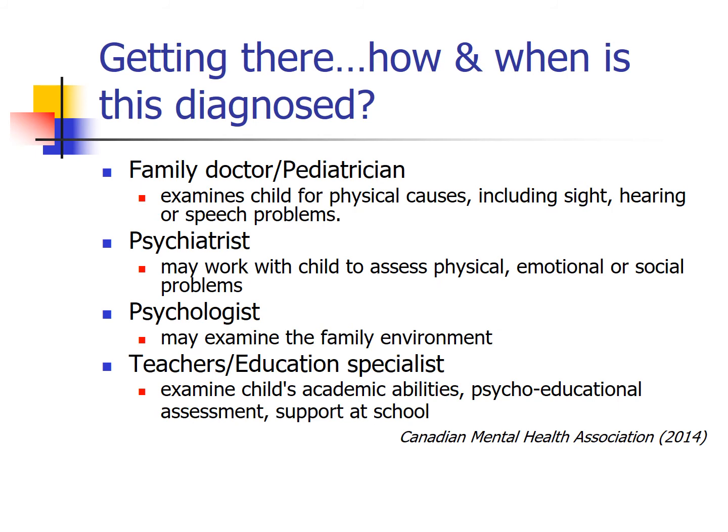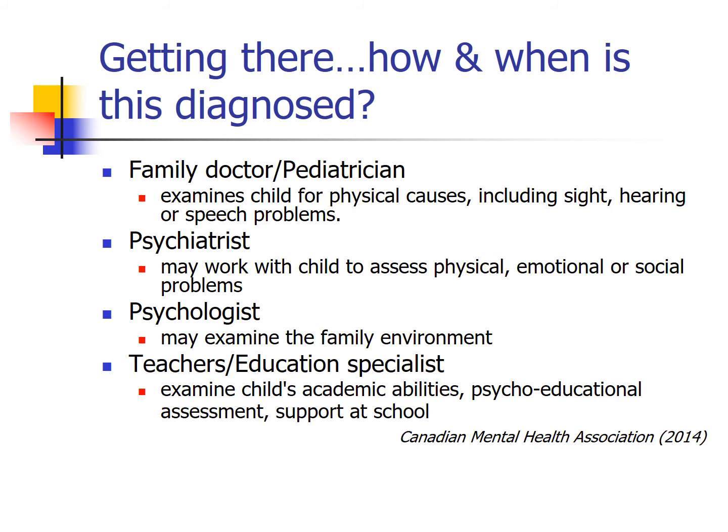And so commonly it's a visit to the family doctor or pediatrician to examine the child for physical causes, things like sight, hearing, speech problems, look for any other comorbidity, any other underlying problem. They might go to see a psychiatrist to work with the child to assess things like physical, emotional, or social problems. They'll often see a psychologist. The psychologist might examine the family environment and relationships, and then teachers are usually involved.